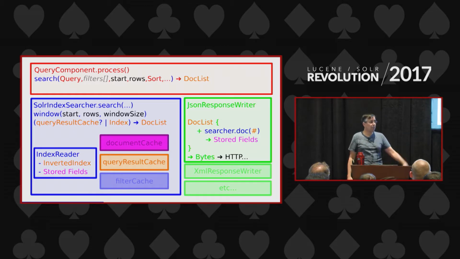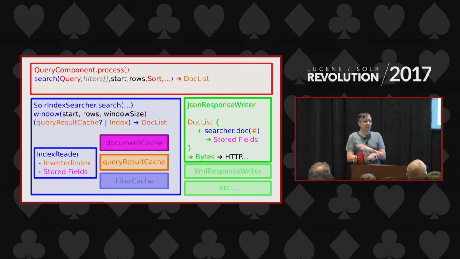So when you say start equals 0, rows equals 10, it looks at those values and at the configured window size and asks, what is the actual minimum that I want to compute? And it's 0 to 20 instead. So when it executes that query on the underlying index reader, it doesn't just find you the first 10 results, it finds you the first 20. And that's what goes in the query result cache. So the next time that query comes through, you'll get a cache hit. Ultimately, though, what the query component cares about is only the first 10 results, because that's what it asked for. So that's what the Solr index searcher returns.